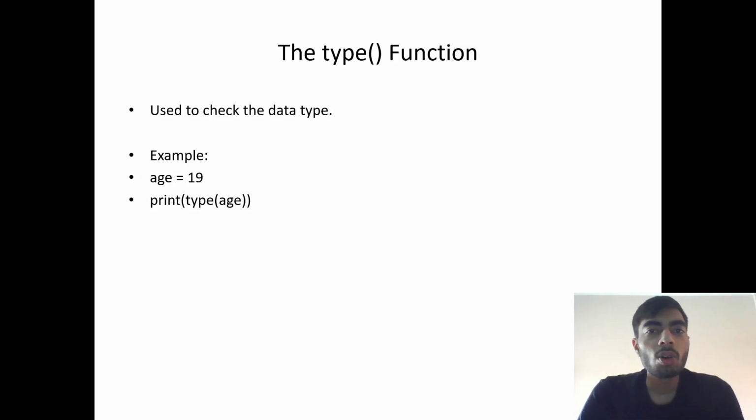Sometimes we may not know what type of data is stored inside a variable. Python provides a type function for this purpose. If we write print(type(age)), Python tells us the variable age is an integer. Similarly, if we check the type of a string or a float, Python will display the correct data type. This function is very useful while debugging programs.